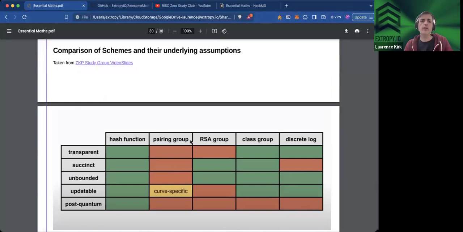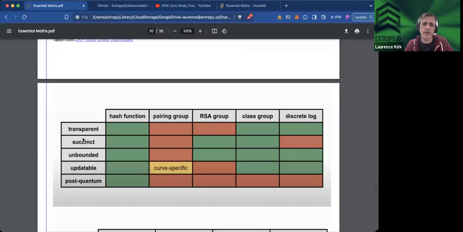The pairing group, these are, for example, the KZG commitment scheme, and these need elliptic curve pairing, and so this is the pairing that I spoke about earlier. There are different types. I won't go through the other types, but there are different types of schemes you can have. But I'll just describe quickly the properties that are being compared here.